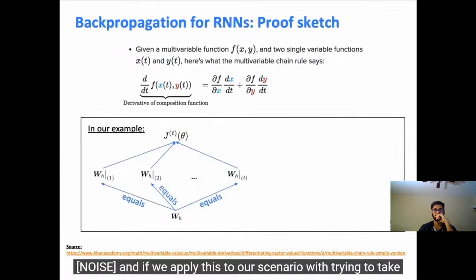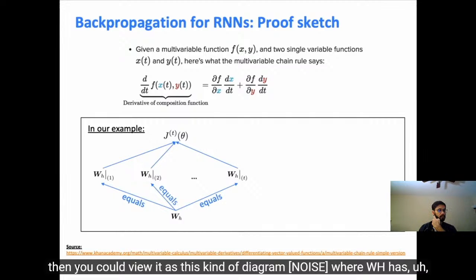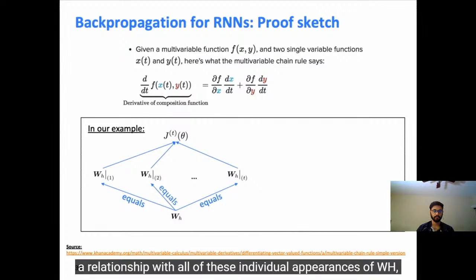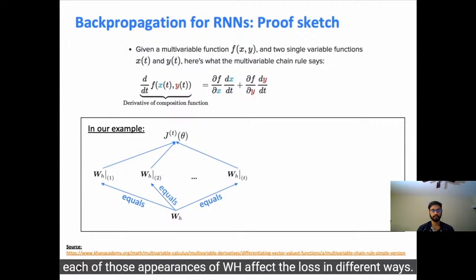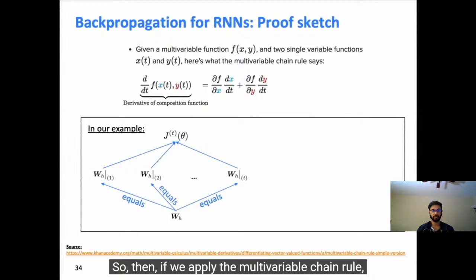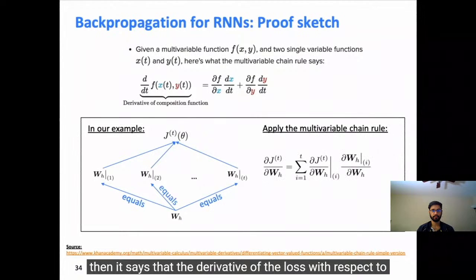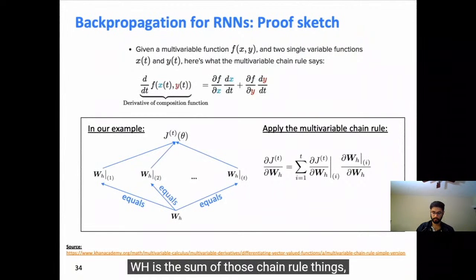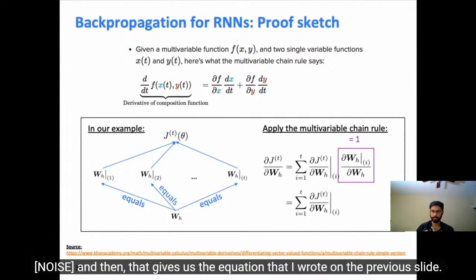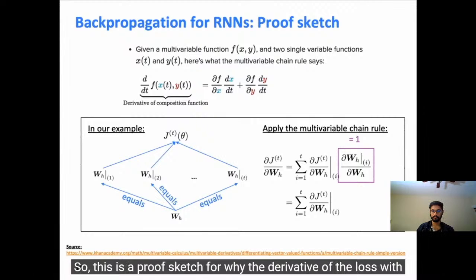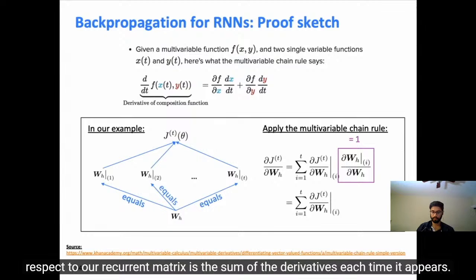If we apply this to our scenario, trying to take the derivative of the loss J_t with respect to our weight matrix WH, you could view it as this kind of diagram, where WH has a relationship with all of these individual appearances of WH, but it's a simple relationship, it's just equality, and then each of those appearances of WH affects the loss in different ways. Applying the multivariable chain rule, the derivative of the loss with respect to WH is the sum of those chain rule terms, but the expression on the right is just 1 because it's an equality relation, and that gives us the equation I wrote on the previous slide. So this is a proof sketch for why the derivative of the loss with respect to our recurrent matrix is the sum of the derivatives each time it appears.